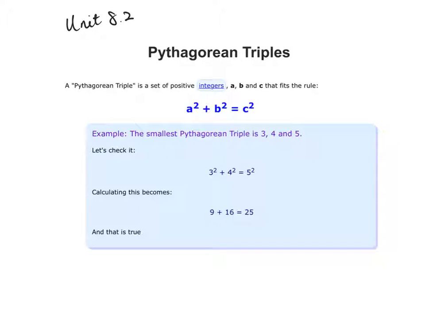So a squared plus b squared has to equal c squared. One of the examples is right here. If you do 3 squared plus 4 squared, you have 9 plus 16, which gives you 25, and that's 5 squared, right? Those are just a set of three numbers, so they're triples that are easy to remember.